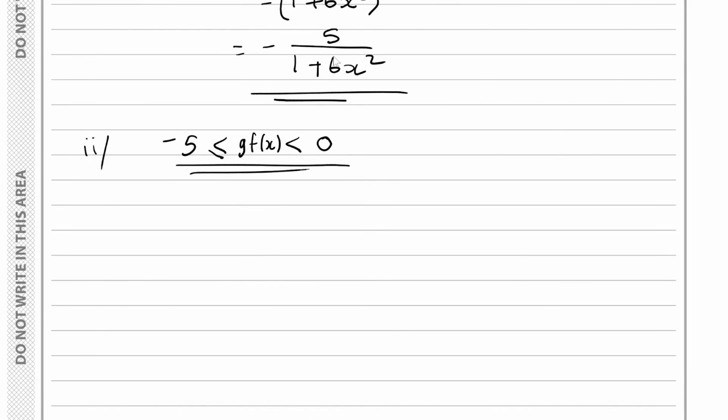So when x is 0, that's the smallest thing we can get for our denominator. So the denominator will be worth 1. Negative 5 over 1 is negative 5. And as we put bigger and bigger numbers in for x, or bigger negatives in for x, it's going to get closer and closer to 0, but it will never quite reach it.